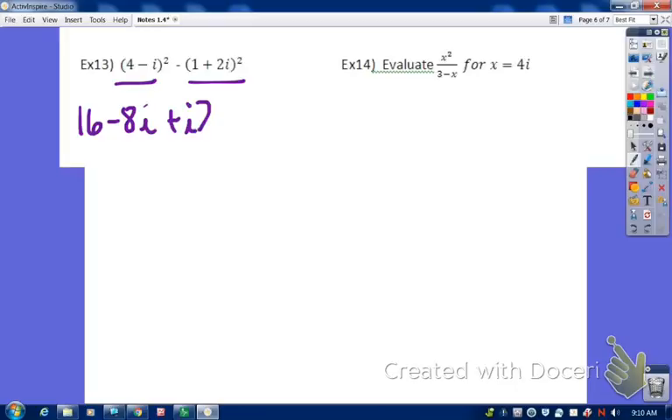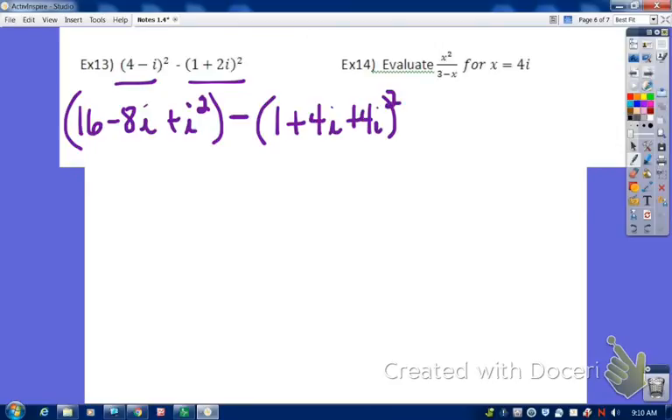Okay. I do want to put that in parentheses because my next sign is subtraction. And then you're going to square, double, square the 1 plus 2i, and you're going to get 1 plus 4i, how about 4i squared? Square, multiply, and double, square. All right, what's the next thing that Please Excuse My Dear Aunt Sally says? Really? What's the first thing Aunt Sally says? Please.